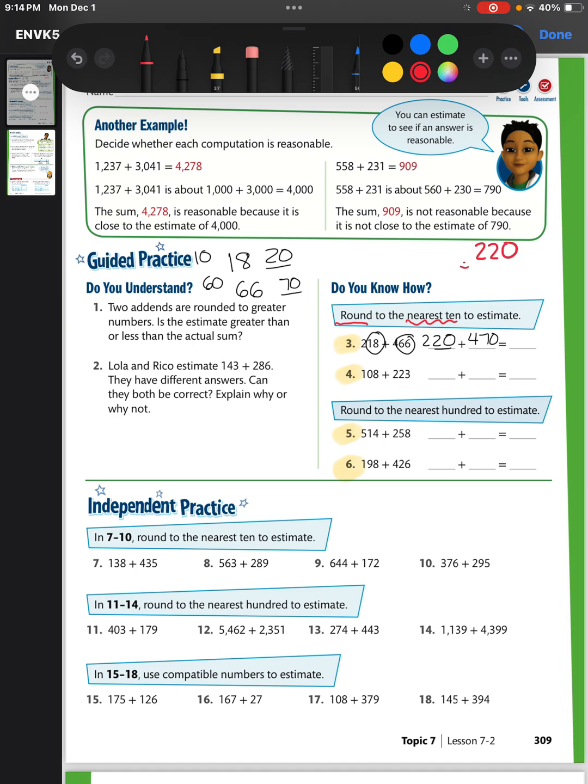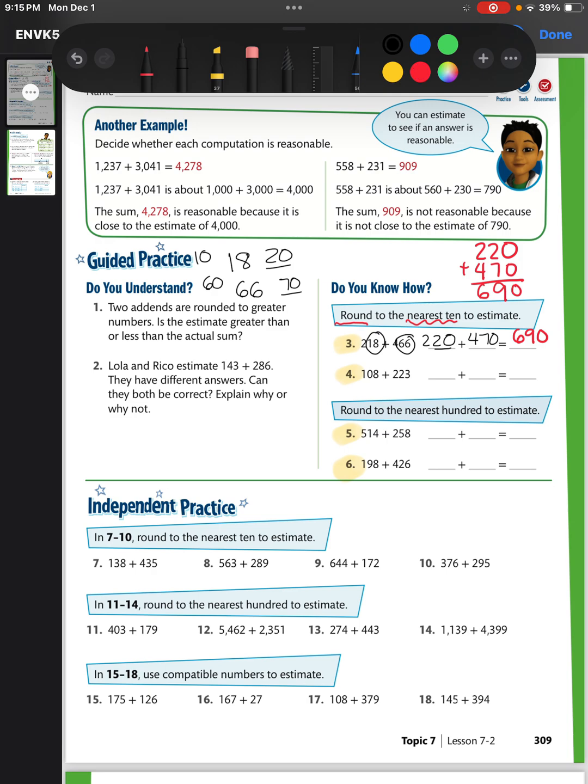When I do the math, I'm going to do the math right up here. 220 plus 470. Now, I'm going to go ahead and find the sum of these two numbers. Starting in the ones, 0 plus 0 is 0. 2 tens plus 7 tens is 9 tens. And 200 plus 400 is 600. So the sum would be 690.